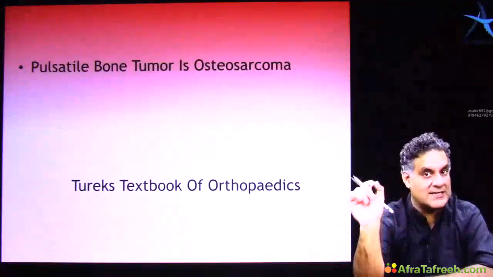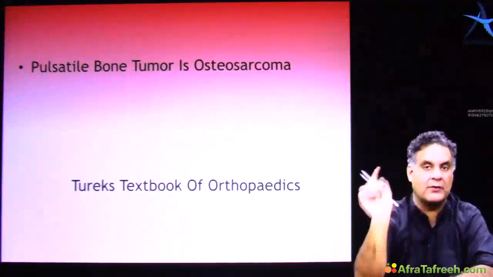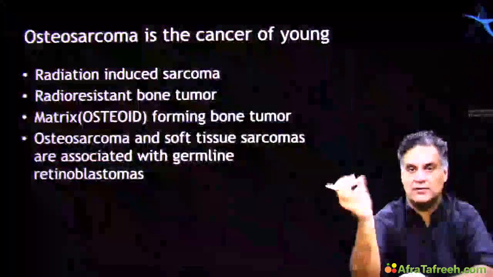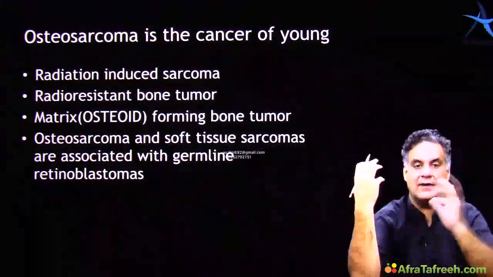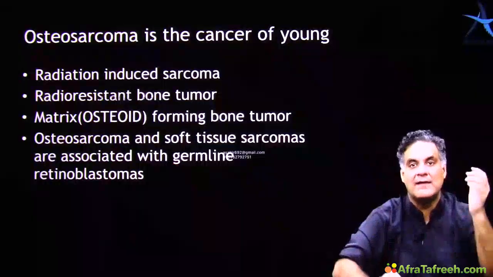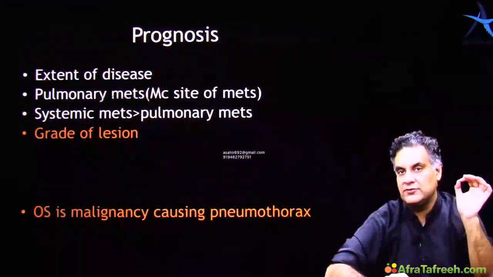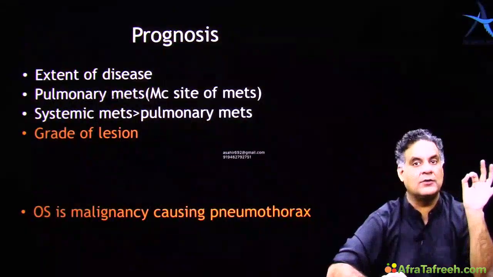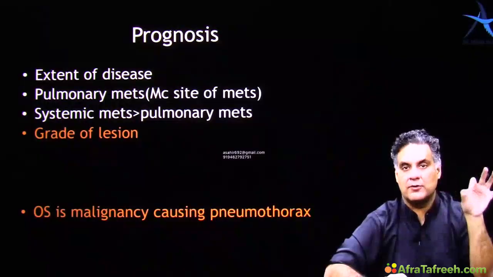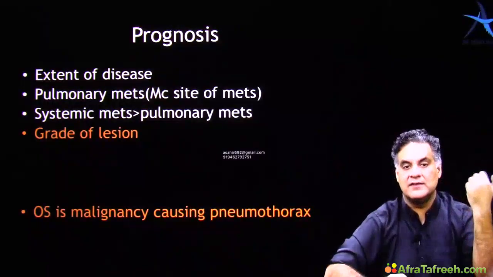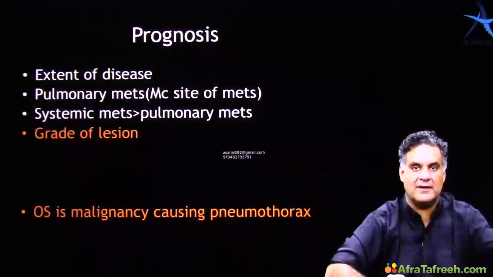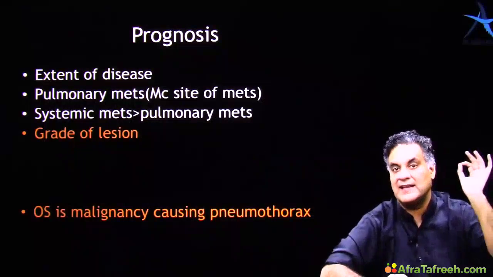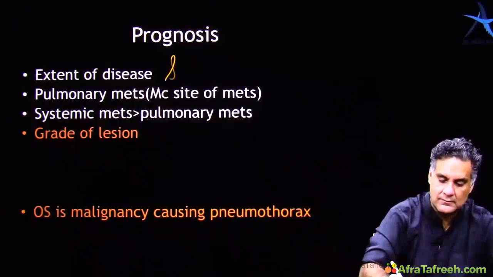When they talk about the pulsatile bone tumor, it should come to your brain. They're talking about a tumor that makes ossification, called osteosarcoma. It's a cancer of the youth seen in second decade of life, radiation induced sarcoma, radio resistant bone tumor, bone forming tumor associated with retinoblastomas. This tumor very commonly metastasizes to the lung and causes pneumothorax. The poor prognostic factors are grade of the lesion, systemic metastasis, which are more poor than pulmonary. So if liver is there, lung is there, the patient with liver mets is poorer than pulmonary metastasis, and extent of the disease, which means the stage, is also important in cases of osteosarcoma.